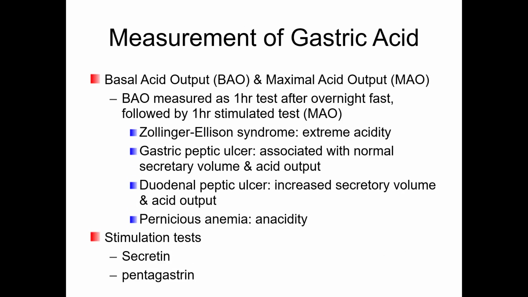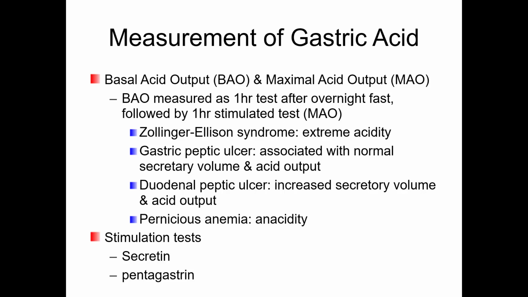Basal acid output, or BAO, and maximal acid output, or MAO. BAO is measured as a 1-hour test after an overnight fast, followed by a 1-hour stimulated test, the MAO. ZE syndrome displays extreme acidity. Gastric peptic ulcer is associated with normal secretory volume and normal acid output. So if you do see an excessive amount of acid, it could be ZE syndrome. But a duodenal peptic ulcer has increased secretory volume and increased acid output, not quite as high as ZE syndrome.